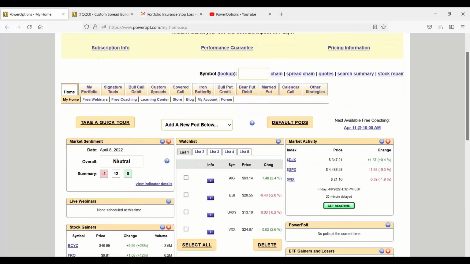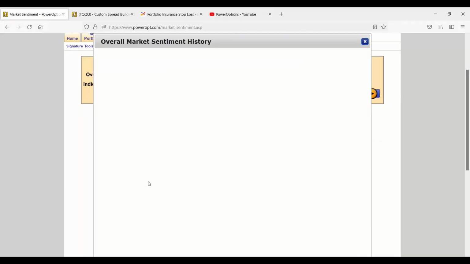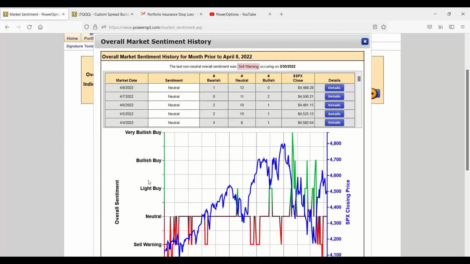As I mentioned in the beginning of the presentation, we stayed at neutral with the market sentiment. We had 0 bearish for the close of April 7th. Let's take a look at the history there. Yes, on the 7th, we had 0 bearish, 2 bullish, and 11 neutral, and that shifted now to 12 neutral and 1 bearish with no bullish there on the market sentiment.